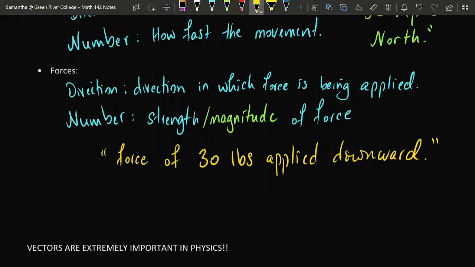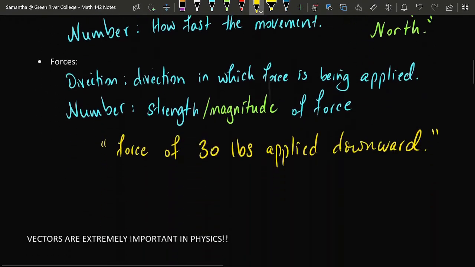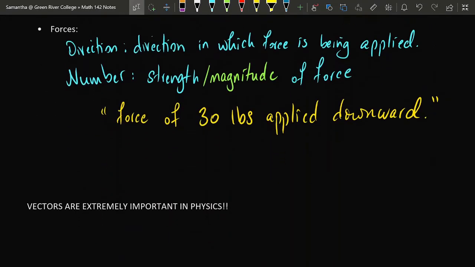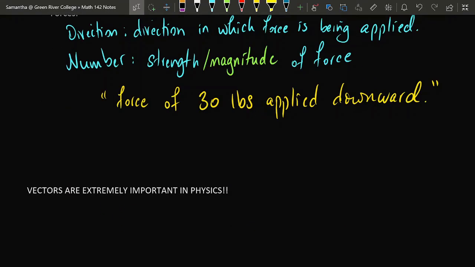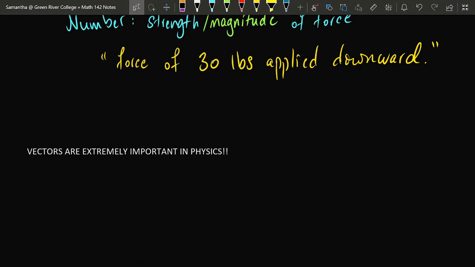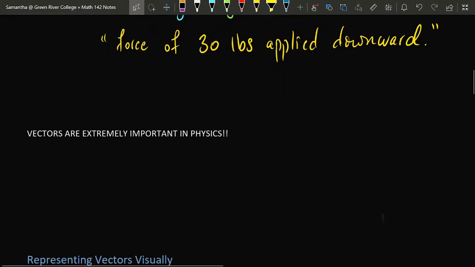Now, as you can probably already imagine from these few examples, vectors are probably extremely important in physics, because what is physics about fundamentally? It's about movement and it's about forces, right? Vectors are also extremely important in computer science, for reasons that will become more clear if you end up taking linear algebra, what we call here Math 240.